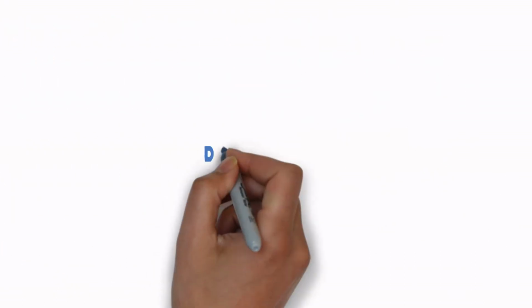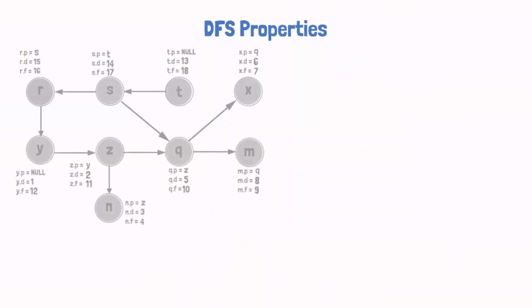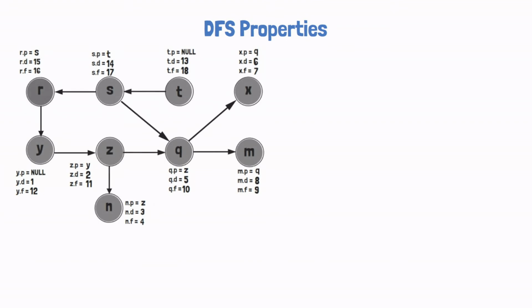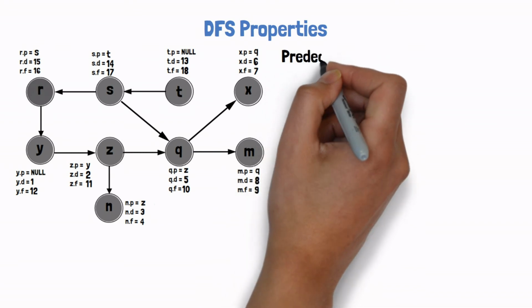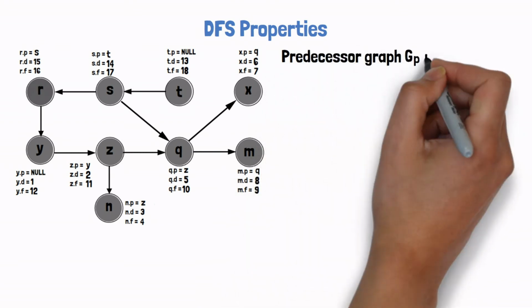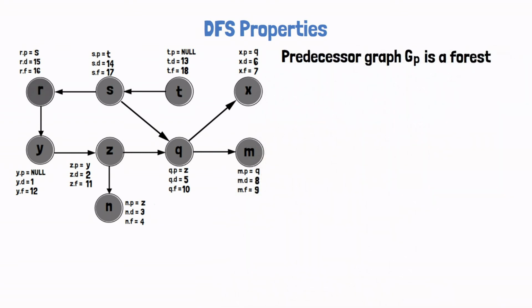Next we discuss a few interesting properties of DFS. We have here the result of the DFS run we just saw. The first property we are going to talk about is that the predecessor graph, GP, is a forest. What is the predecessor graph? It is a graph that is composed of the same vertices as the original graph, but only with edges used for discovery. It can be generated from the DFS result using the parent property we have on each vertex.